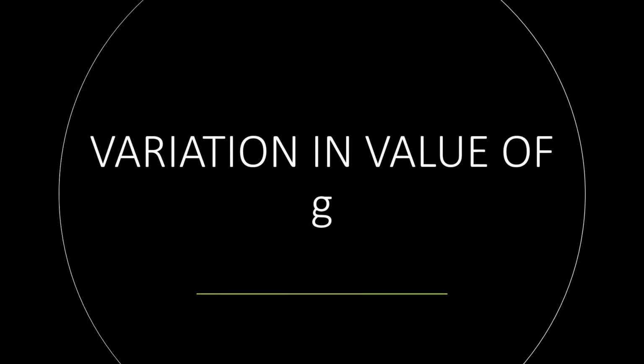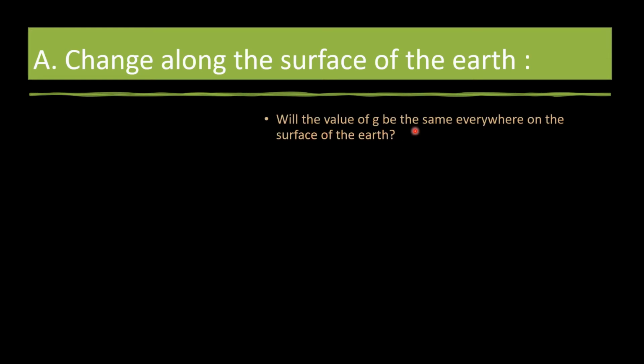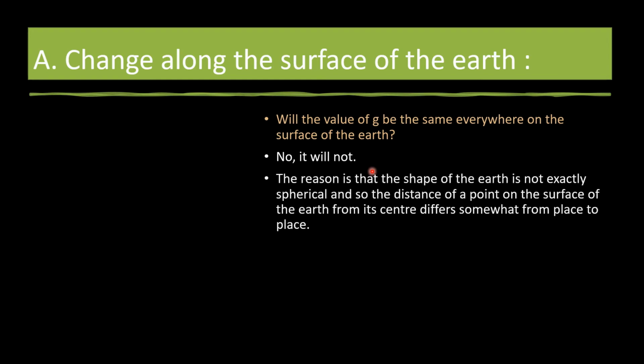Let us learn now how the value of g varies in different conditions. First, we are going to learn what will be the change along the surface of the earth. Do you think that the value of g will be the same everywhere on the surface of the earth? The answer is no, it will not. The reason is the shape of the earth.